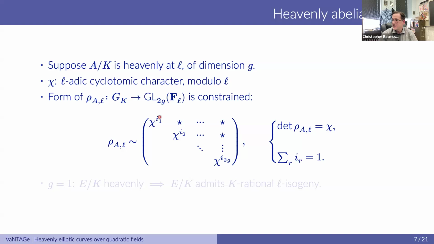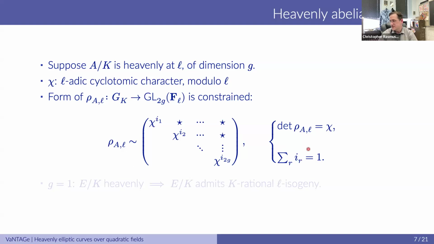Then we know some additional information, right? This is the Galois representation attached to an abelian variety. This should be chi to the g, right? My first typo, probably not even my first typo, but whatever. So the determinant of the representation here has to give the g-th power of the cyclotomic character, which gives us the information that if we sum the exponents on the diagonal, we will get not one, but g, excuse me.